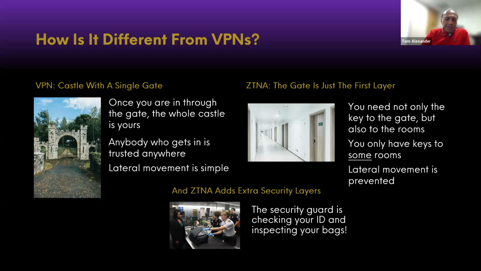But with ZTNA it is not. The gate in front of the castle is just the first layer. Once you get in, you discover that you're starting to see a whole pile of locked rooms, and now you need to get yourself into each one of those rooms separately. And that's a good way to prevent lateral movement.